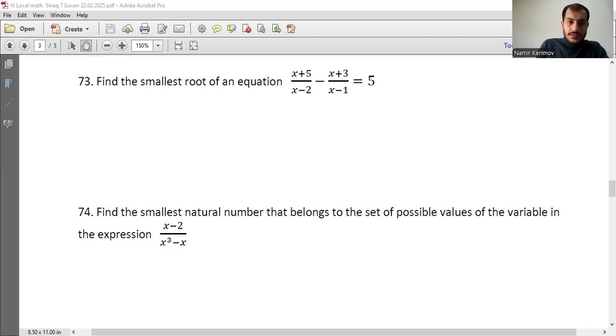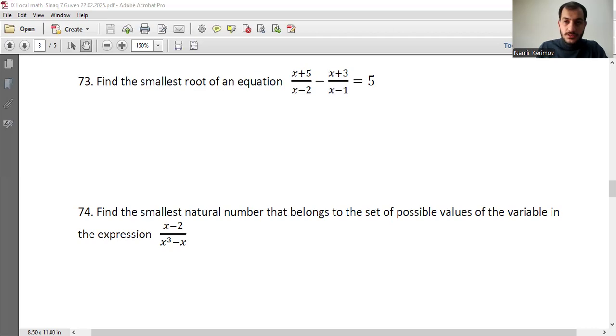So let's open that parentheses. Because of that negative sign, I brought them in the parentheses, because that negative will change all the signs. That will be x squared plus 4x minus 5 minus x squared minus x plus 6 over x squared minus 3x plus 2 equals to 5.